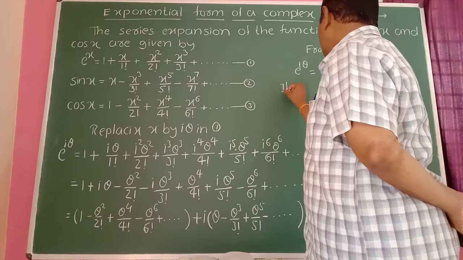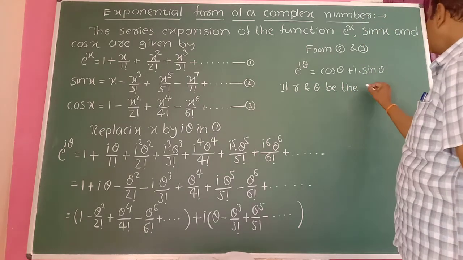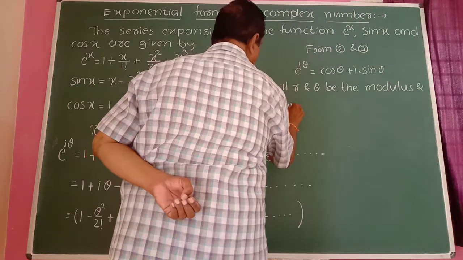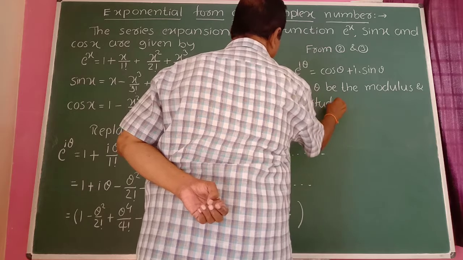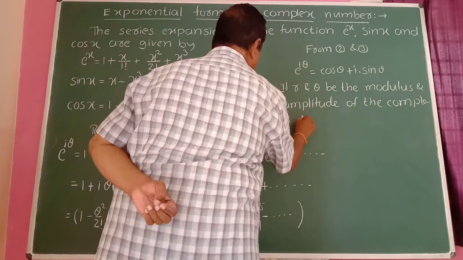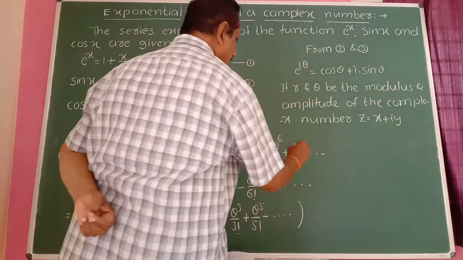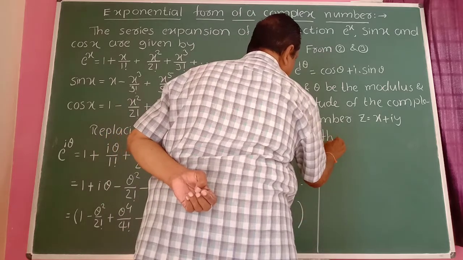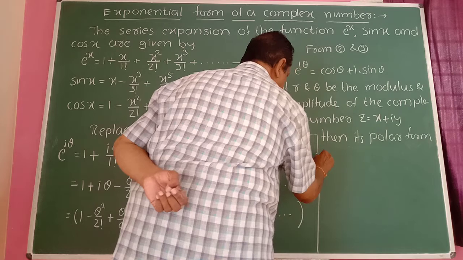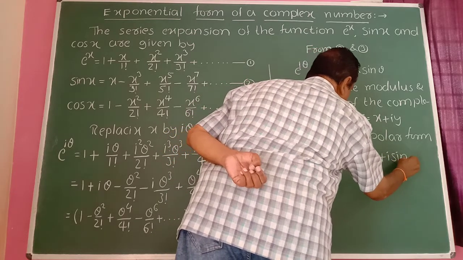Therefore, if r and theta are the modulus and amplitude of the complex number z is equal to x plus i into y, then its polar form is z is equal to r into cos of theta plus i into sin of theta.